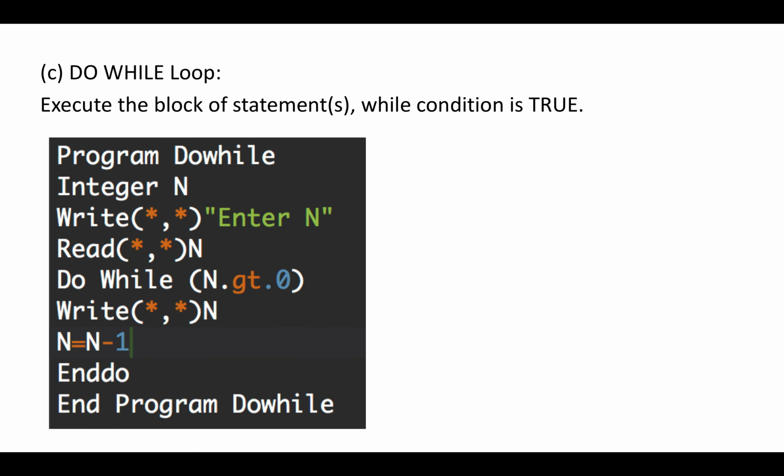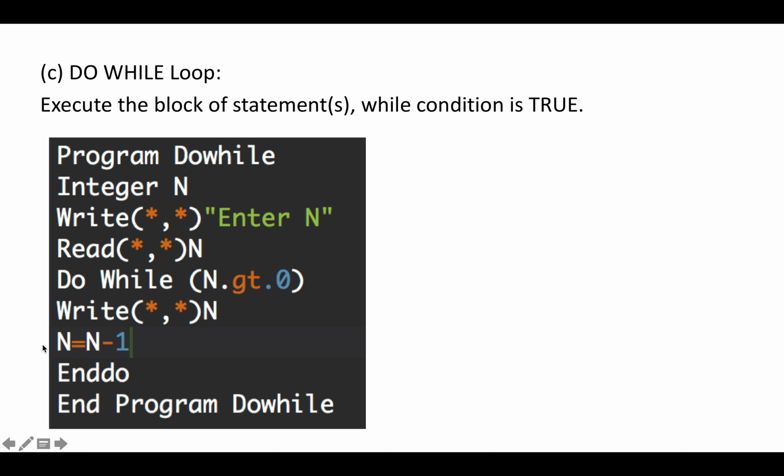So we take a simple example of this program. Again, enter any number n. The purpose of this program is to explain how do while is working and printing the numbers starting from n up to the condition specified. So in the do while, I have written the condition n greater than 0, and we stop this do while loop with the help of the end do statement.